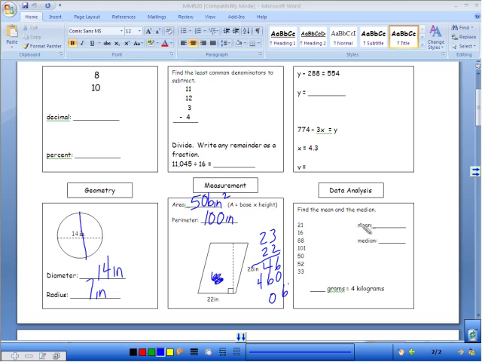And then mean and median. Mean, you add them all up. Okay, you get 361. You divide that by the number of points you have, 1, 2, 3, 4, 5, 6, 7. 7 into 36 goes 5 times. Subtract. 11, 1, 7, remainder 4. So 51 and 4 over 7.